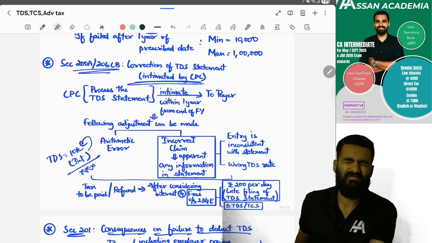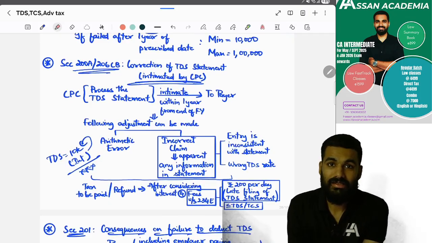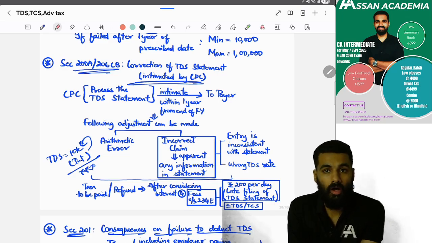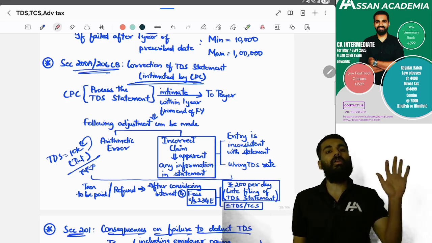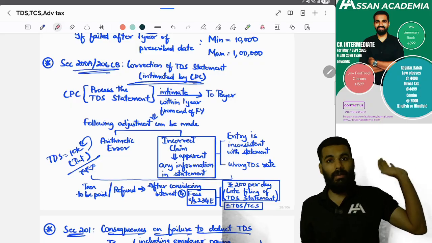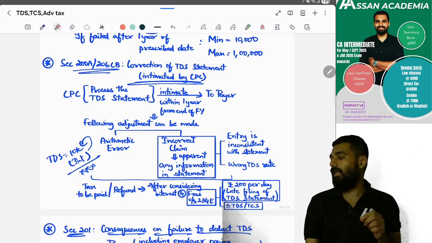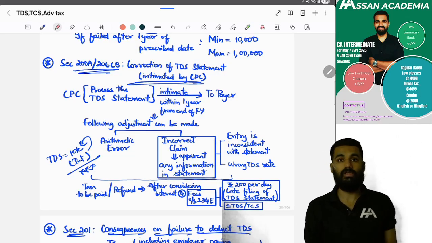CPC, what is CPC, sir? Centralized Processing Center. Where is it? In Bangalore. Yes or no? So all the e-returns and everything regarding income tax will be there in the CPC in Bangalore. Yes or no? Yes, even TDS statements also will be processed there.